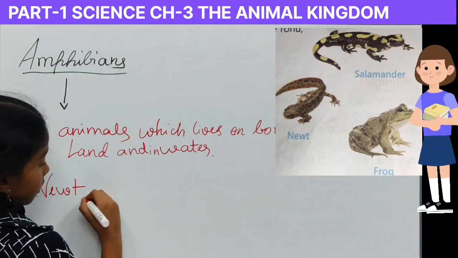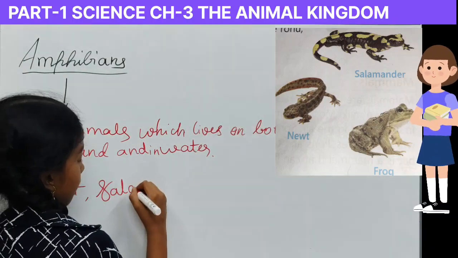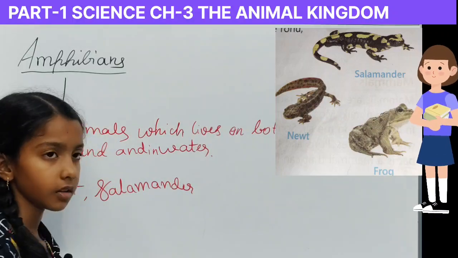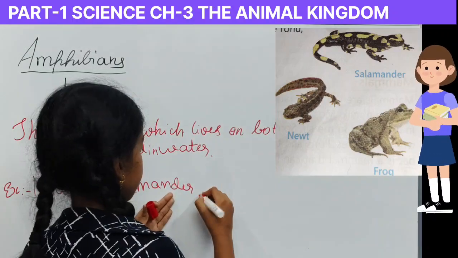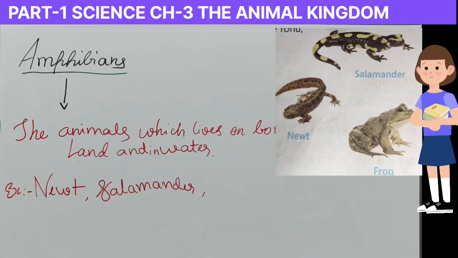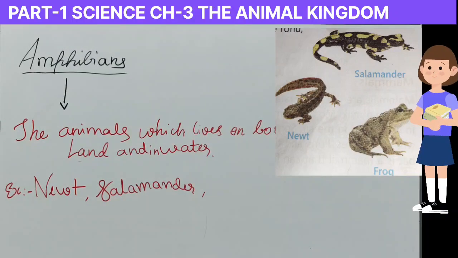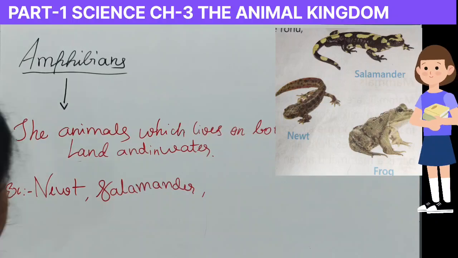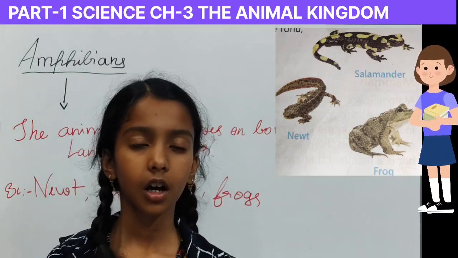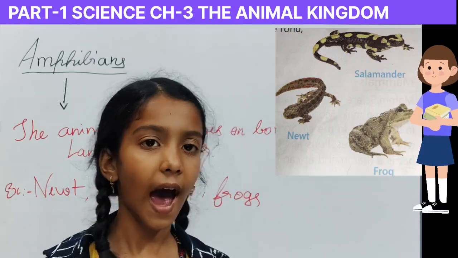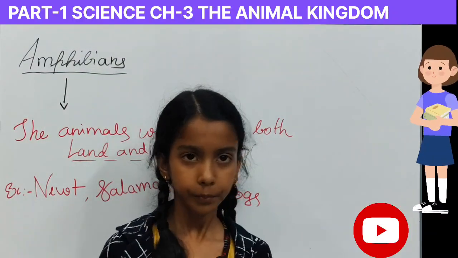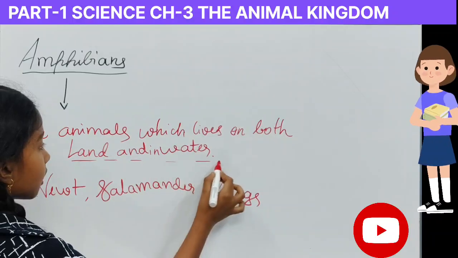Newt, salamander. And see, if you are thinking that the next is frogs, or if you're thinking that the crocodile is also an amphibian, it also lives in the land and in water, but it's strong.